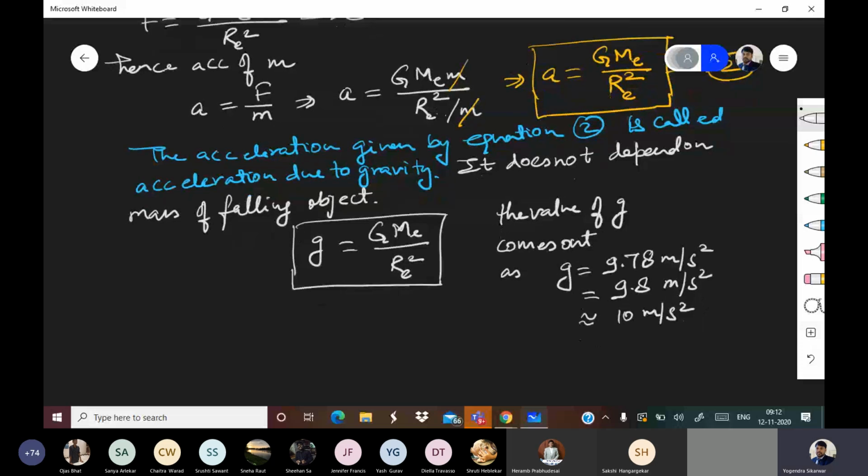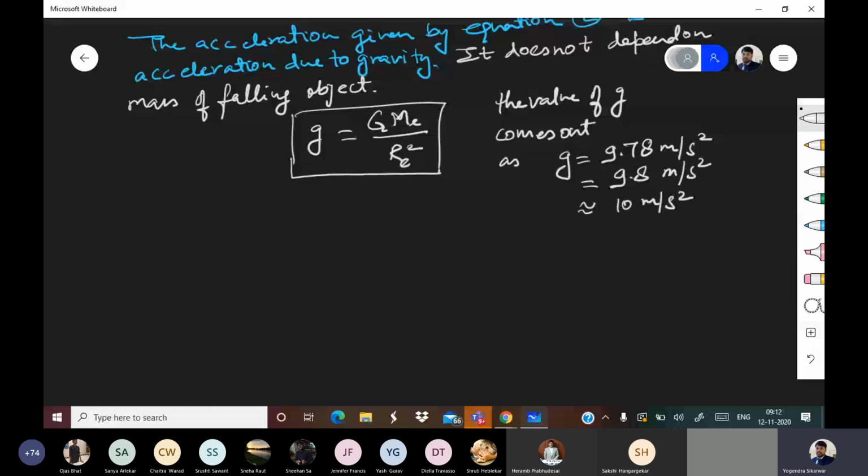Let us move further. Variation of acceleration due to gravity. So how basically g changes? That's what we are going to talk about. The value of small g, how it changes, that we need to discuss, that we need to find out.